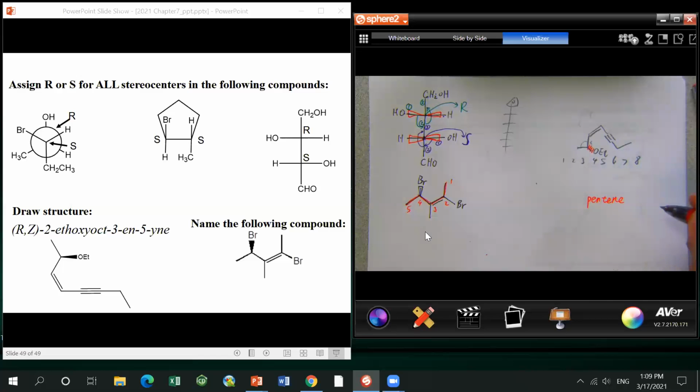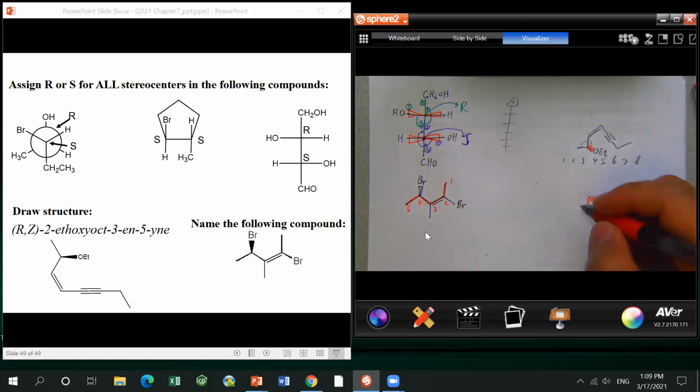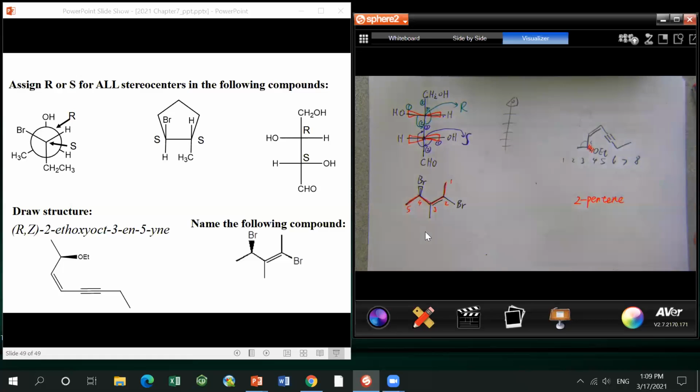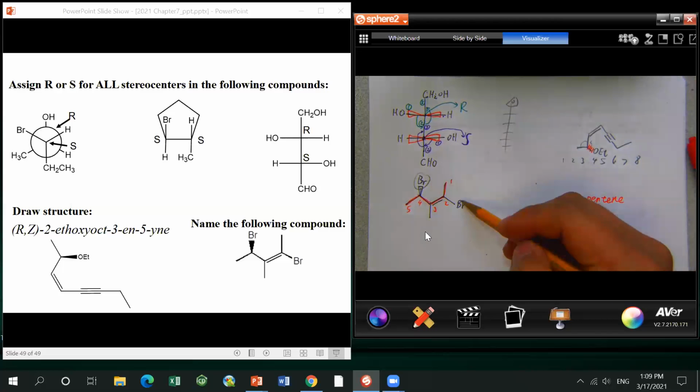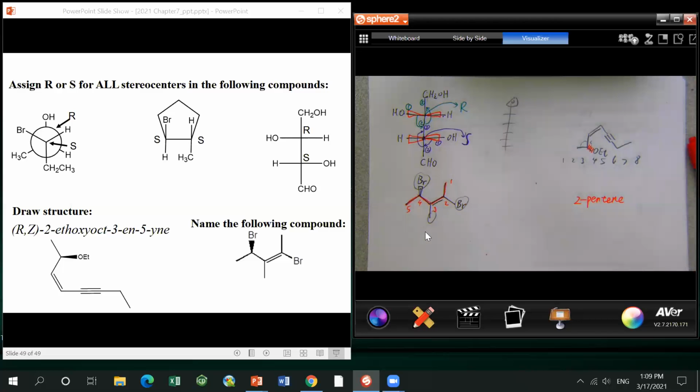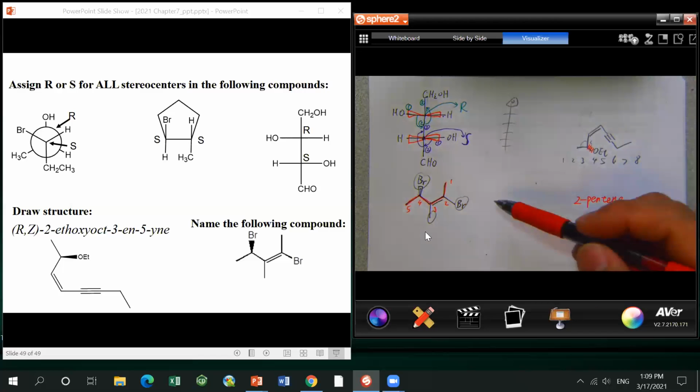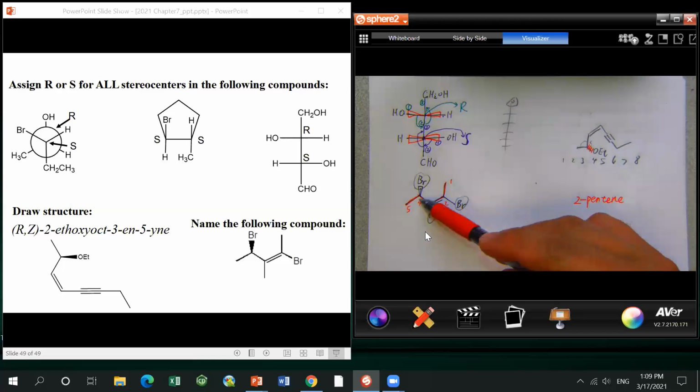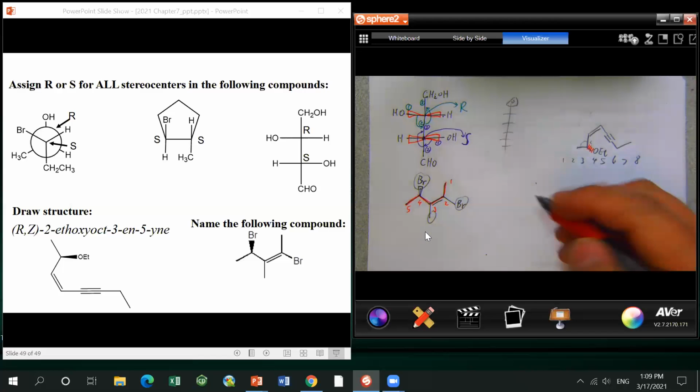Then we also need to give the location number for the double bond. That's 2-pentene. You put the 2 between the pent and the ene, which is also fine. Then we take care of the three substituent groups, the bromine and methyl. Put them in alphabetical order before the parent name. So it should be 2,4-dibromo and then 3-methyl.